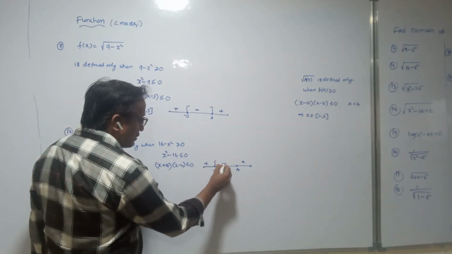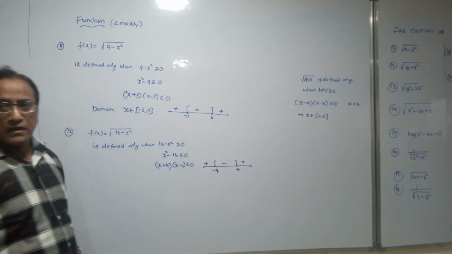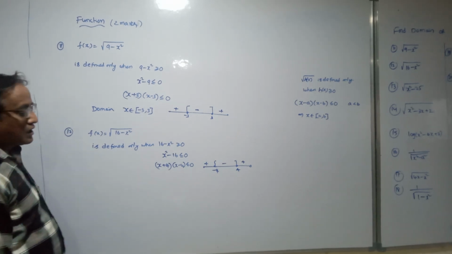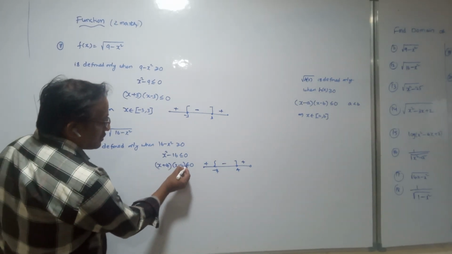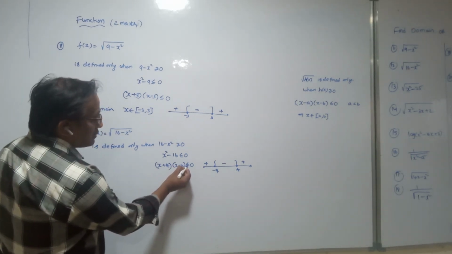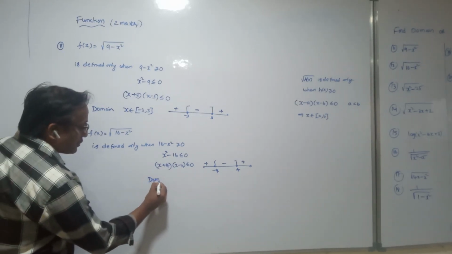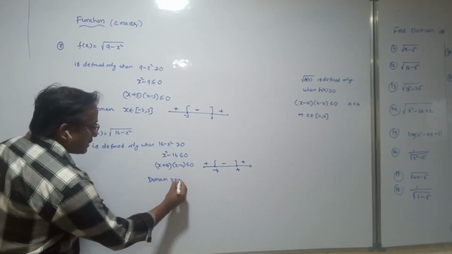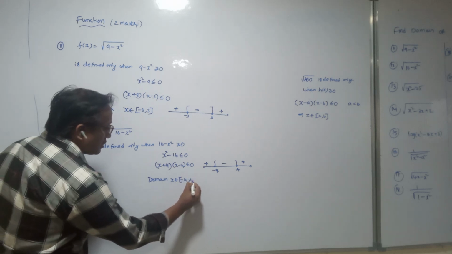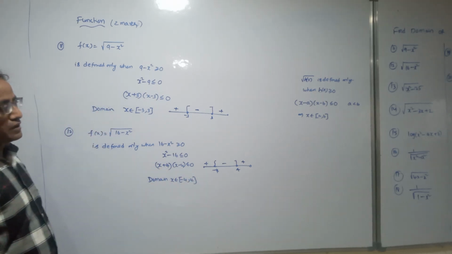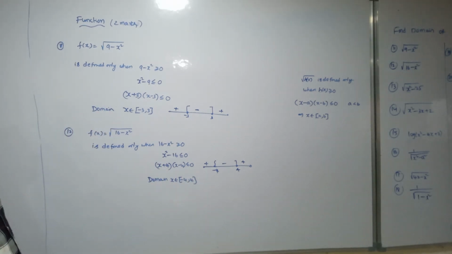So the interval you have to consider is this one, closed minus 4 comma 4. You have to take a closed interval whenever you have the equality symbol. So the domain: x belongs to closed minus 4 comma 4. That is the domain.